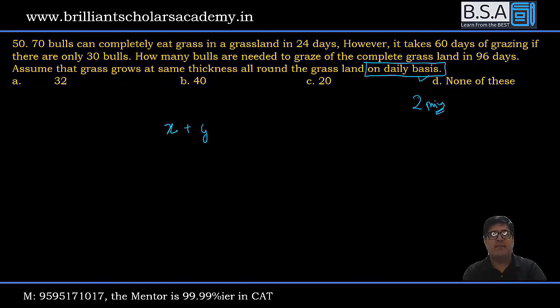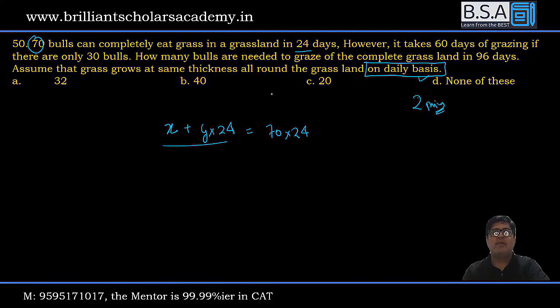So what does it say? 70 bulls can completely eat the grass in 24 days. So this is the increase in the grass. 24y is the increase in the grass. What is X? The original amount of grass initially. So can I say the work done by 70 bulls in 24 days is equal to this?